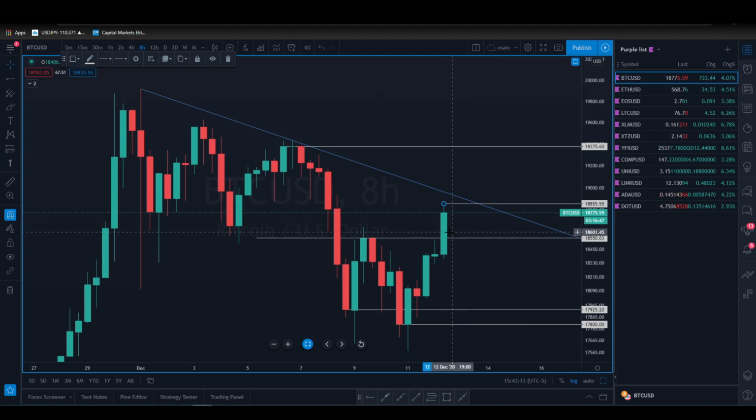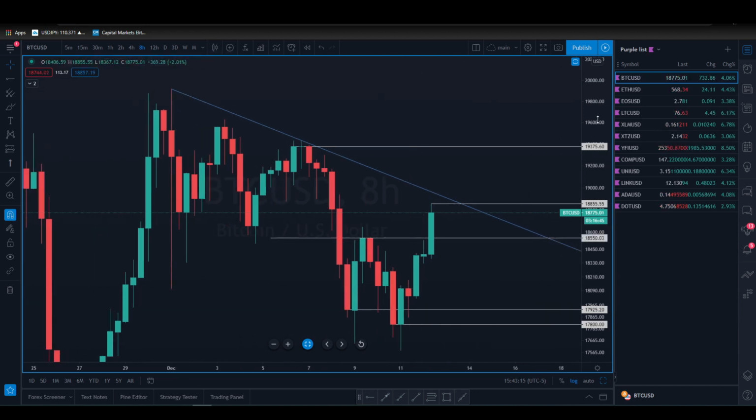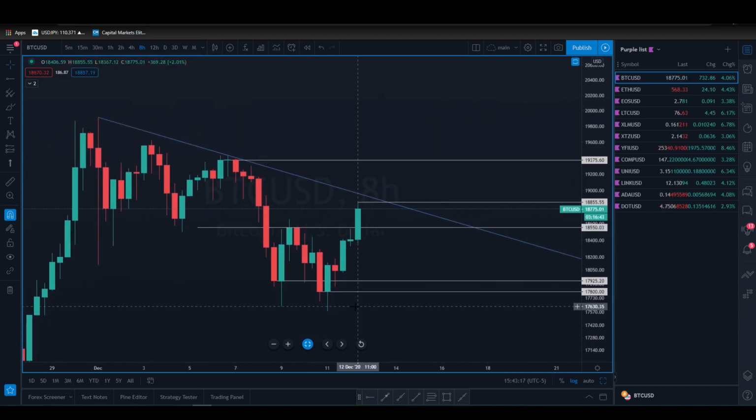All right. So coming up, where are we going to look for this thing to go? Well, we do not want any bearish closures below 18,550. If we get that, your next area to look for Bitcoin testing is going to be 17,925 spot 20. 17,925 spot 20.